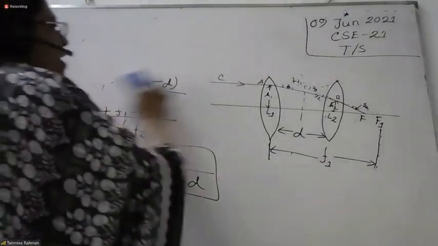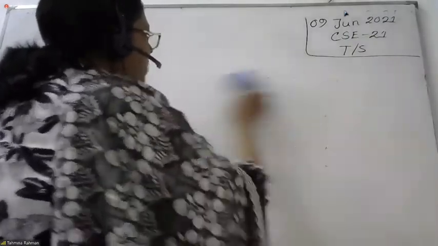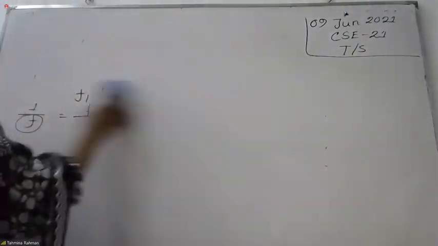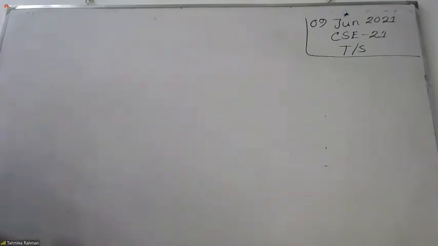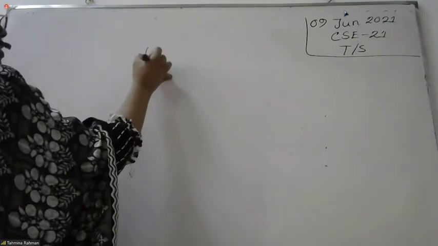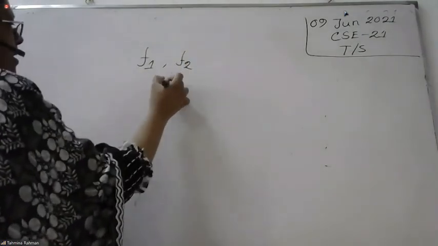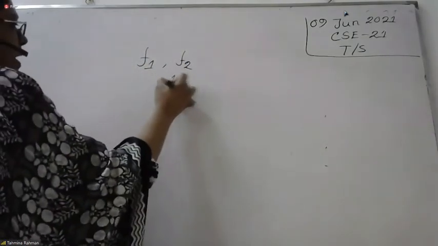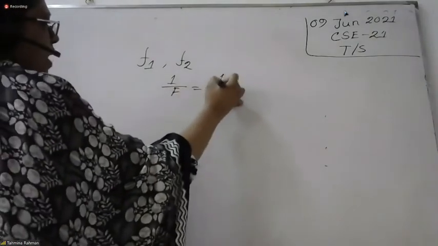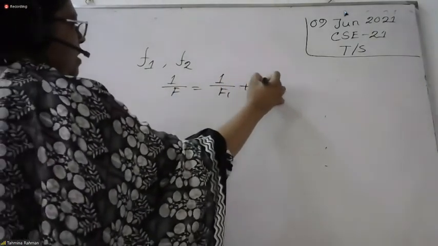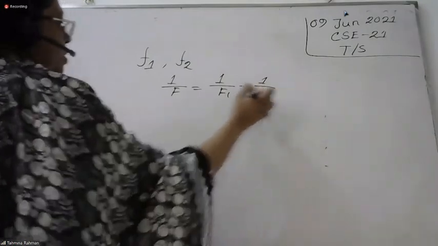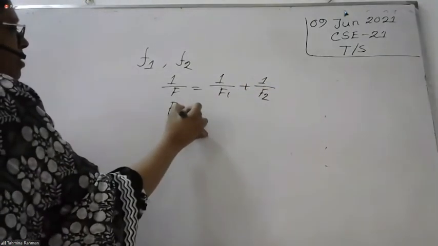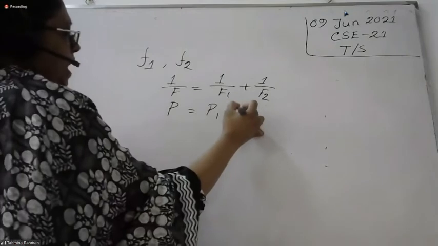So we get two equation for the power. One is that if they are in contact, f1 f2 two focal length, and if they are in contact, that time 1/f equal to 1/f1 plus 1/f2. So we can write that is power P equal to P1 plus P2.